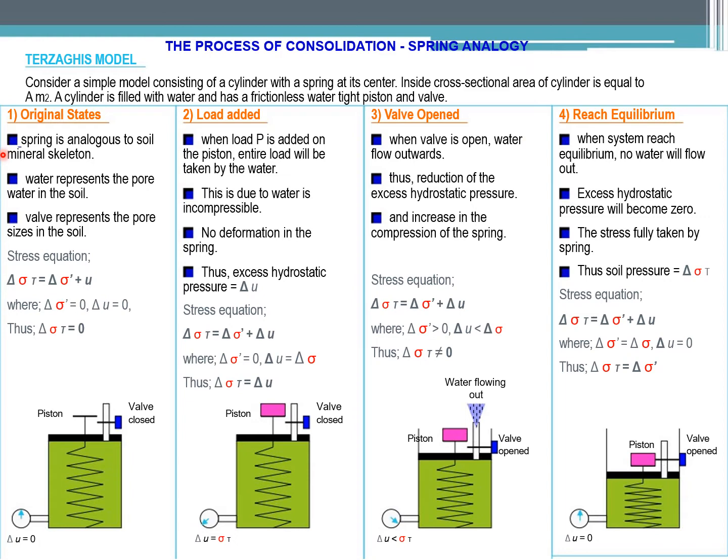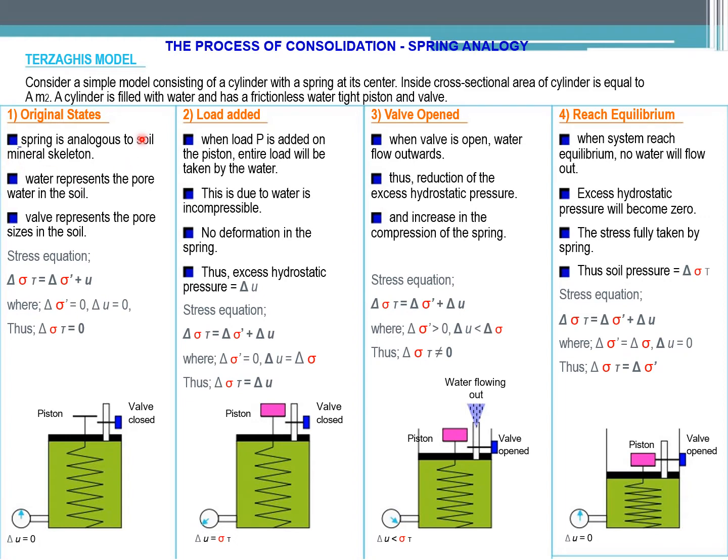This one is Terzaghi's model. It is considered a simple model consisting of a cylinder with a spring at its center. Inside, the cross-sectional area of the cylinder is equal to A meter square. The cylinder is filled with water and has a frictionless water-tight piston and valve. Okay, so you look at this.